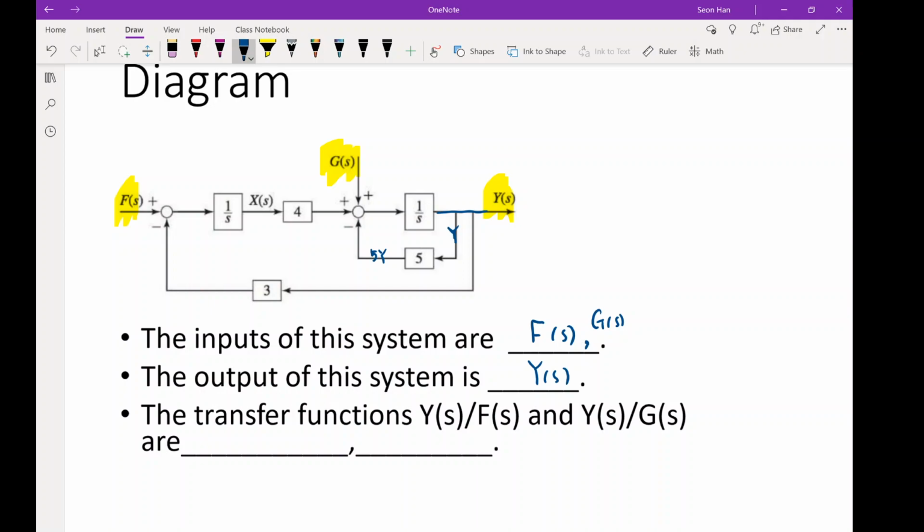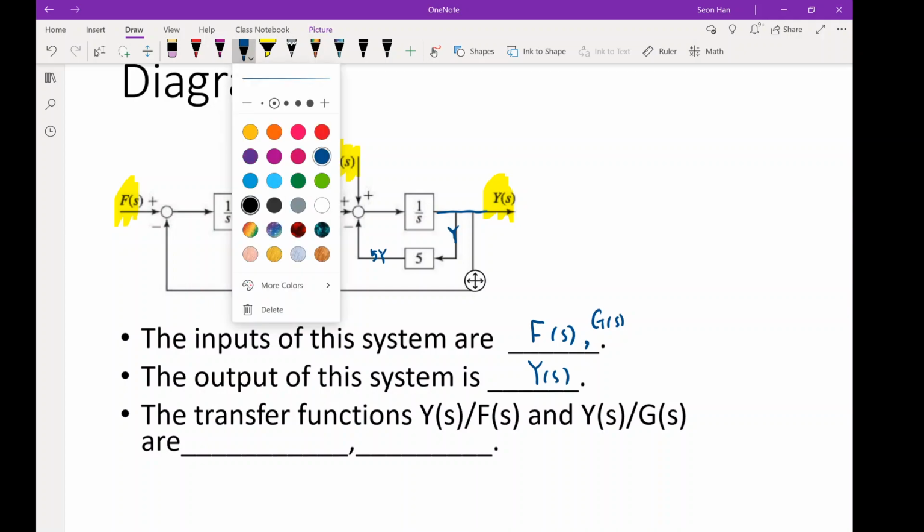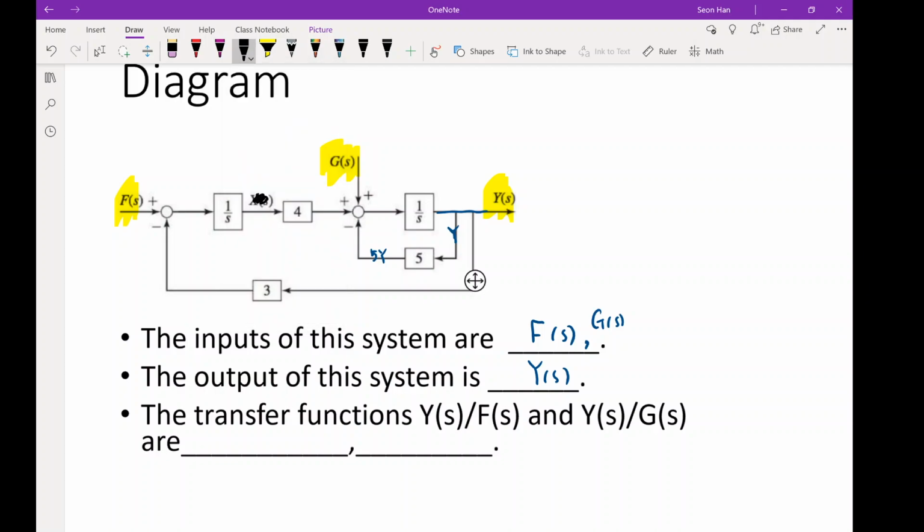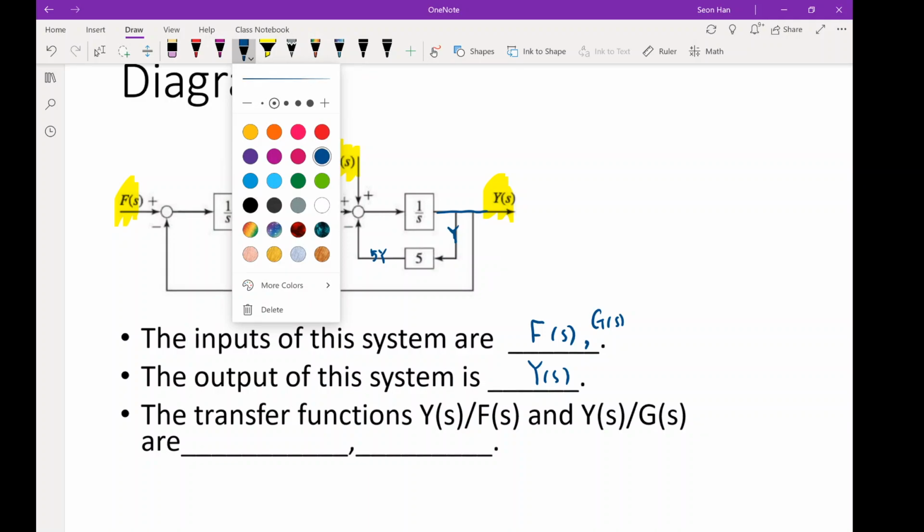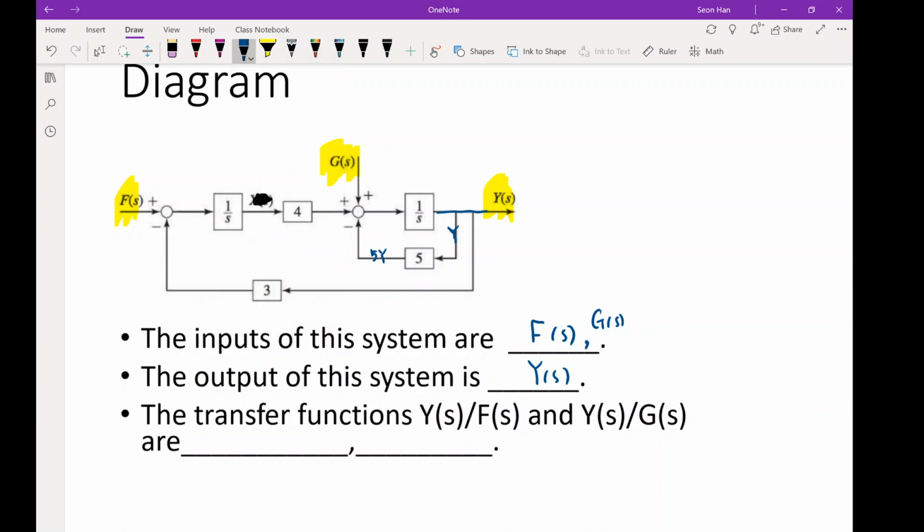Here I see X(s). I usually like to just cross that out. Can I use black? Is it too bold? Maybe just get rid of that. Going back to blue, here it is. So this is Y, this is Y, this is 3Y. Now this line right here is F minus 3Y.